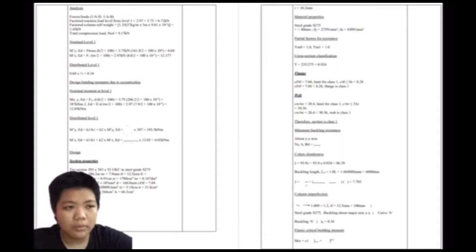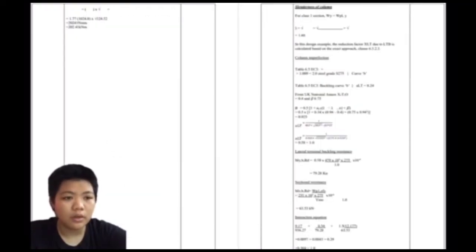The design section properties equal, as you can see, 10.2 mm, and then the material properties is steel grade, and the partial factor for resistance equals 1.0. This is the flange and web. Therefore, the section is class 1, minimum buckling resistance. This is the column slenderness, buckling length L, and then this is the column imperfection. And then this is the slenderness of the column.